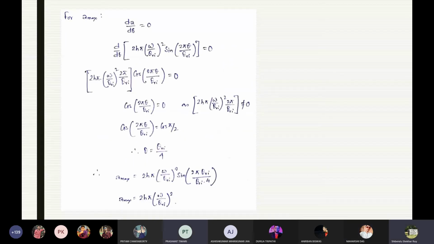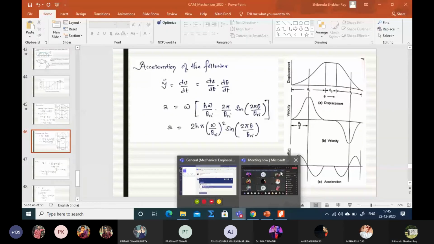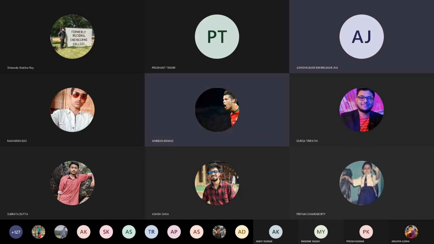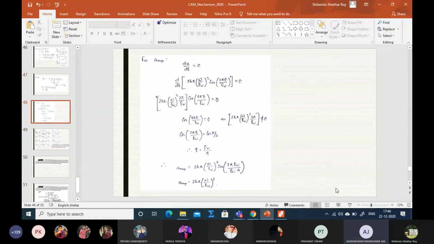Similarly, you find out the maximum acceleration. Okay, dA d theta equals 0. Find out and tell me. Sir, at theta equal to theta ri by 4. Yes, theta equal to theta ri by 4. This is the correct one. And A max will be 2 h omega square pi by theta ri square, that is, 2 h into (omega by theta ri) the whole square into pi. Yeah, that's the correct one.